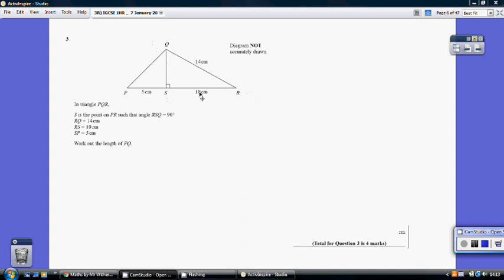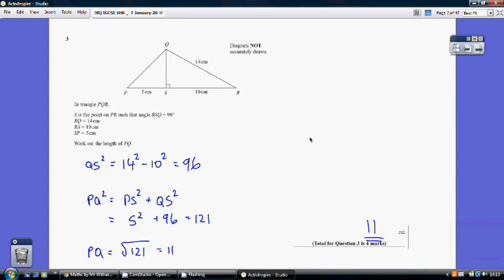So we've got side, find a side, so that's going to be Pythagoras. And as we're working out one of the shorter sides, it's going to be a subtracting Pythagoras. So we can say that QS squared equals 14 squared, take away 10 squared, which is 96. So QS squared is 96.